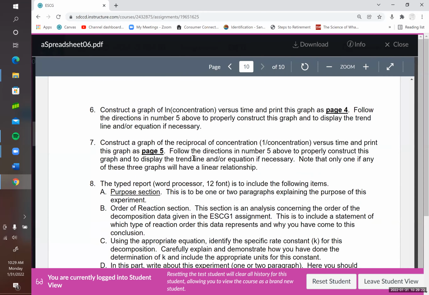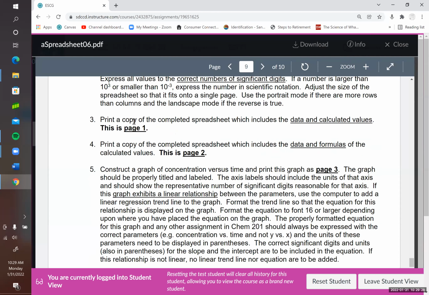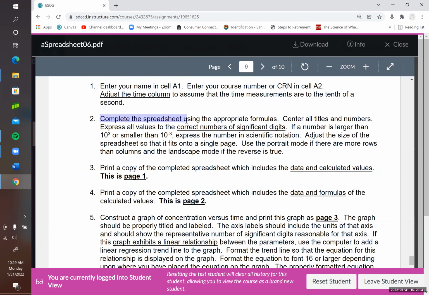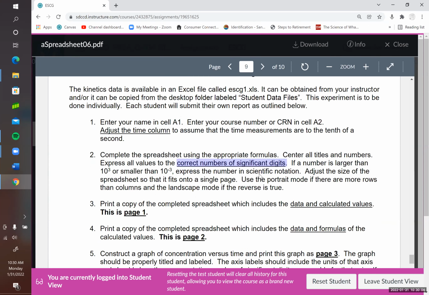Okay. And you'll see that one of the things that you're going to need to do is to complete the spreadsheet, which is generating those columns for 1 over concentration and the log of concentration, and make sure that they all have the correct number of significant figures, which is what we were just talking about, at least for the log one, where you had to make sure that it had the right number of sig figs in the mantissa. All right, any questions on that?